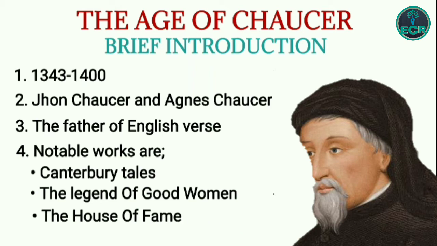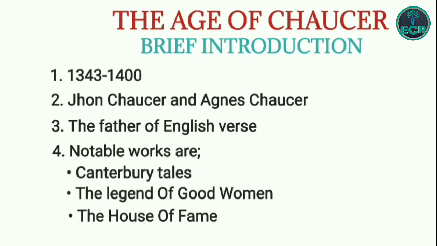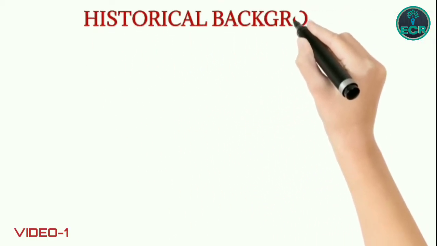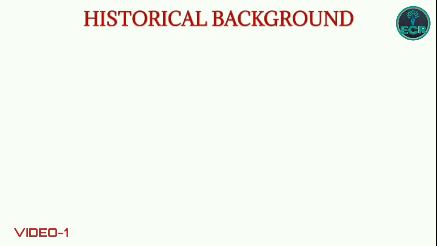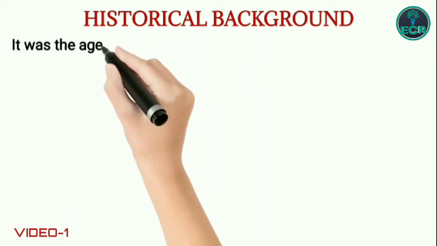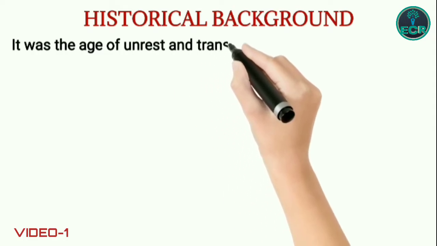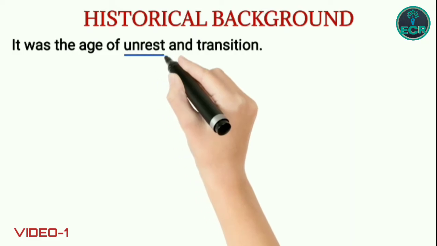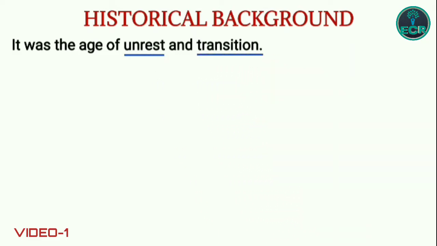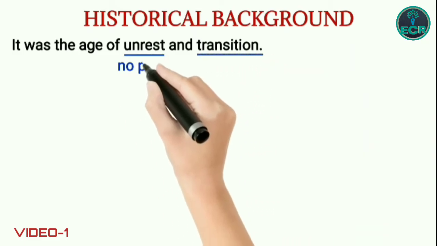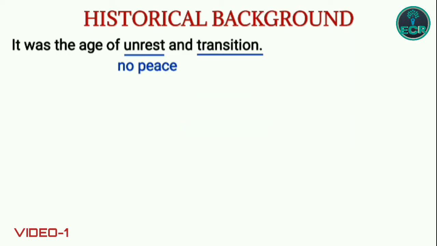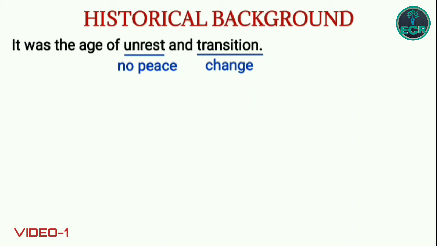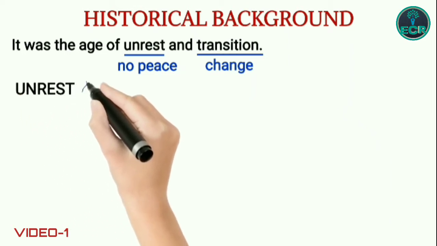Let us now move to the topic and we will begin with the historical background of Chaucer's age. Chaucer's age was the age of unrest and transition. Now, here are two words: unrest and transition. Unrest means when there is no peace, and transition means change. Let us first understand why this age was called the Age of Unrest.